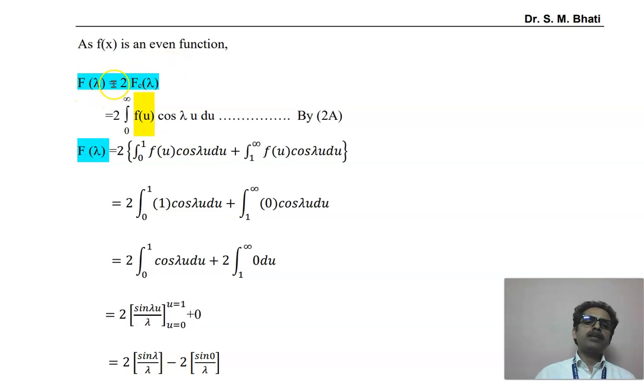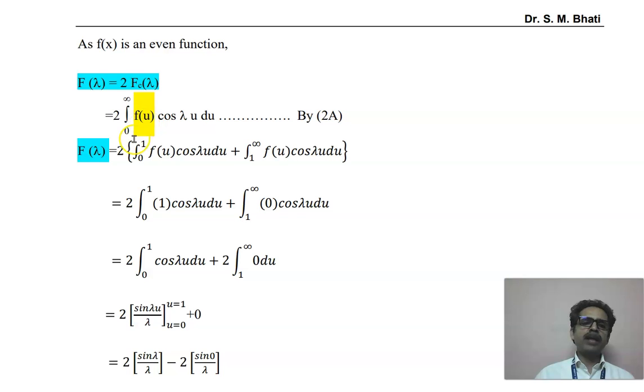Capital F lambda is equal to 2 times fc lambda. So this is a very important property. If function f of x is an even function, then capital F lambda is equal to 2 times the Fourier cosine transform, that is 2 times fc lambda. And you know the definition of fc lambda: it is the integration from 0 to infinity of f(u) cos lambda u du. This happened by equation 2a, and now we have to put the value of f of u.